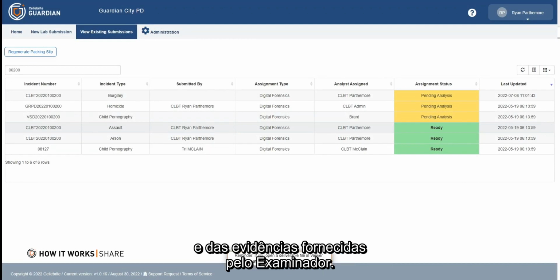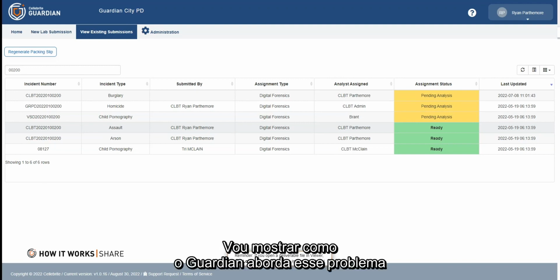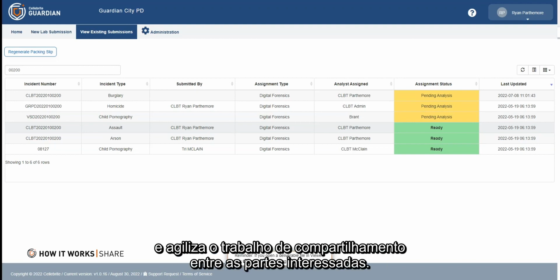One of the more labor-intensive processes for an investigator may be receiving and making copies of the digital intelligence and evidence provided by the examiner. I'm going to show how Guardian tackles this issue and makes quick work of sharing among stakeholders.